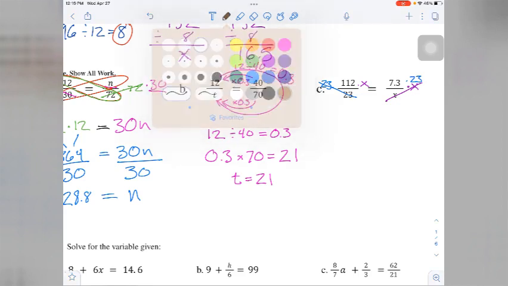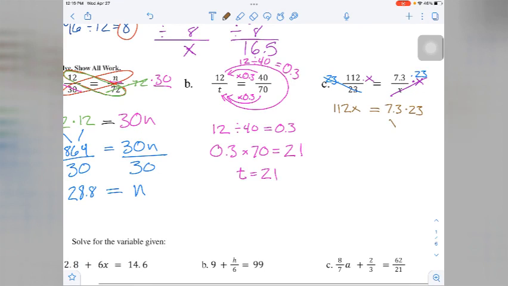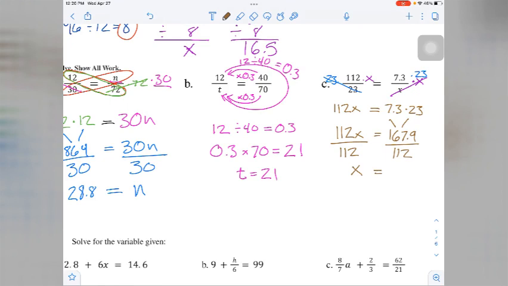So when I rewrite this, I get 112x equals 7.3 times 23. And when I do 7.3 times 23, I come up with 167.9 equals 112x, and then if I want to get x by itself, I have to use the inverse operation. So I divide by 112 on both sides, and I will get this very long decimal.